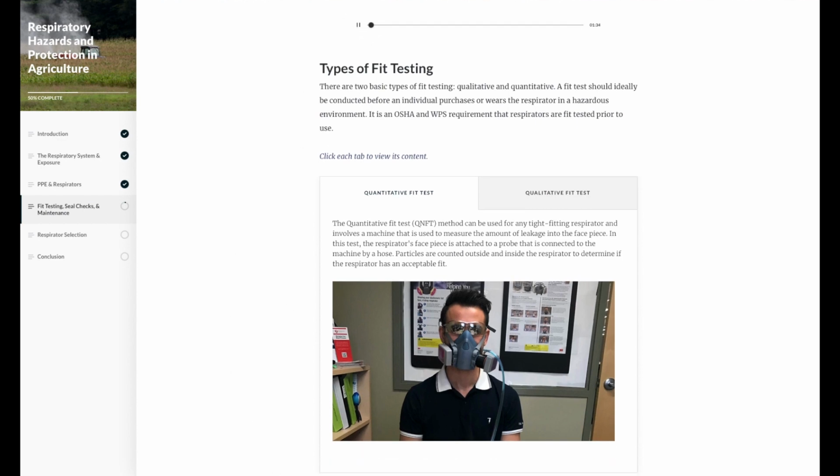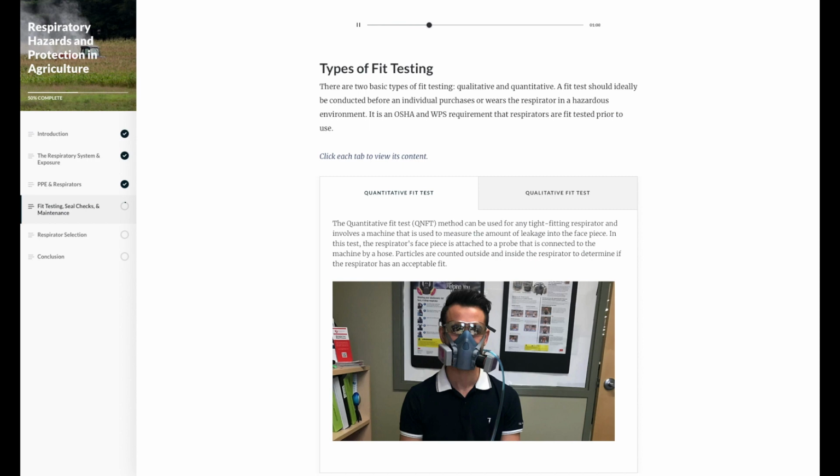There are two basic types of fit testing: qualitative and quantitative. A fit test should ideally be conducted before an individual purchases or wears the respirator in a hazardous environment. It is an OSHA and WPS requirement that respirators are fit tested prior to use. Click each tab to view its content.